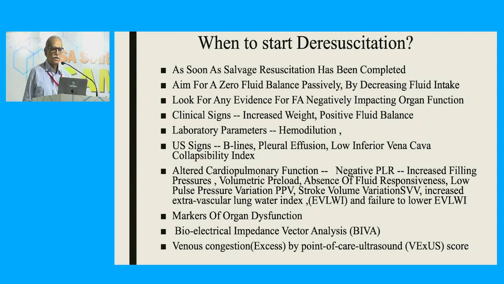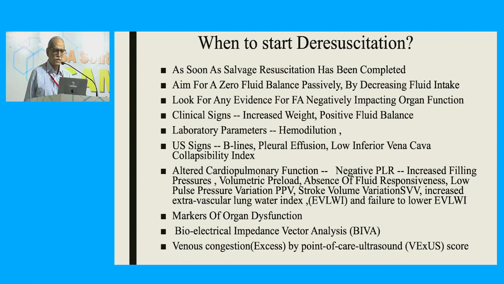Look for clinical signs like increased weight and positive fluid balance. Look for laboratory parameters of hemodilution. Look for ultrasound signs of B-lines, pleural effusion, low inferior vena cava collapsibility index, and look for altered cardiopulmonary function. You can look for the PLR, the passive leg raise test, becoming negative. You may see increased filling pressures. You may see the volumetric preload coming up, and also the absence of fluid responsiveness, evidenced by low pulse pressure variation or a low stroke volume variation.